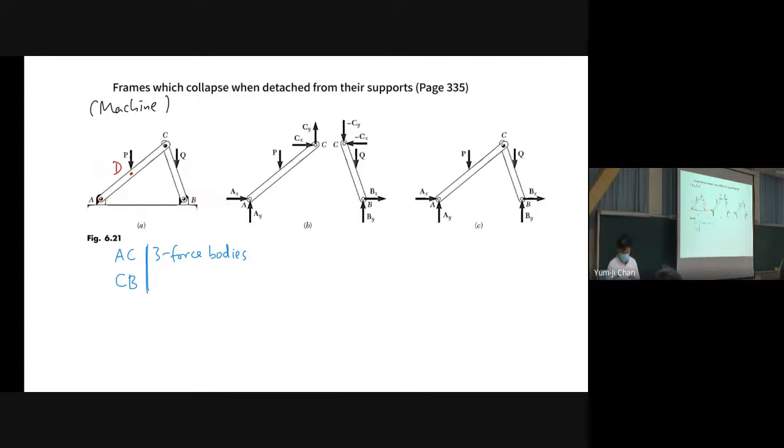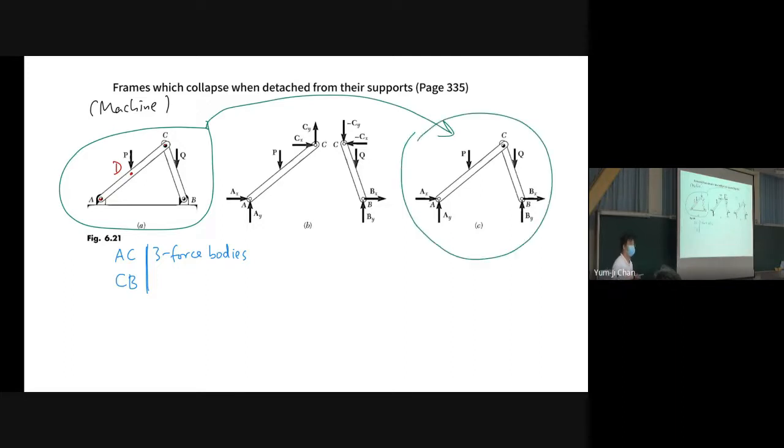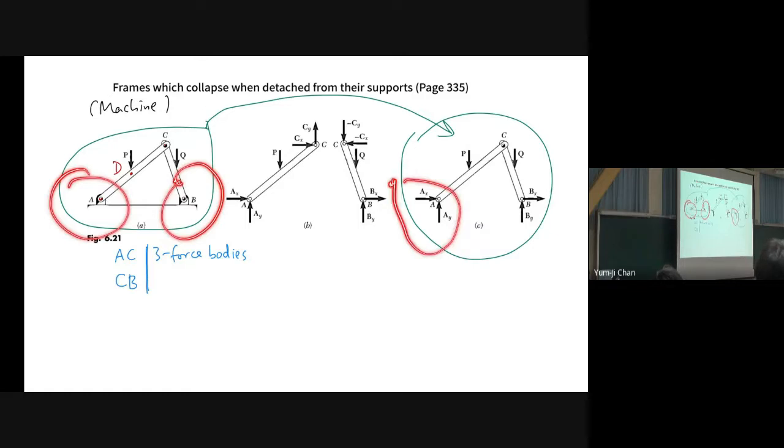So for this structure, the natural way to draw the free body diagram is this one, right? Because we have a pin joint on the left and a pin joint on the right. For the left-hand side pin joint, we have AX and AY, and for the pin joint on the right, we have BX and BY. Now it looks natural, right?